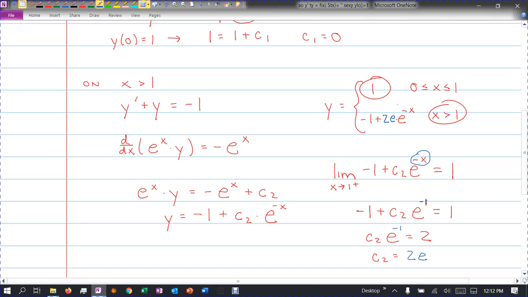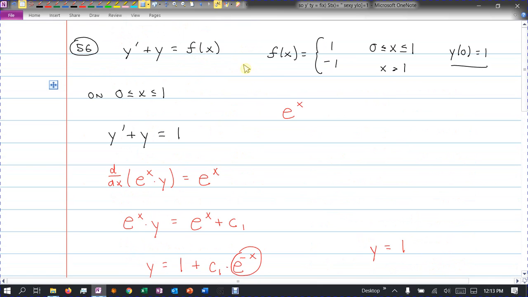So this should be 2e times that, and you could rewrite that as e to the 1 times e to the negative x, which is just e to the 1 minus x. Yeah, that would be okay like that. So there we go. That's it. It satisfies the differential equation, and it also satisfies the initial condition, where the right side of this is this piecewise function.